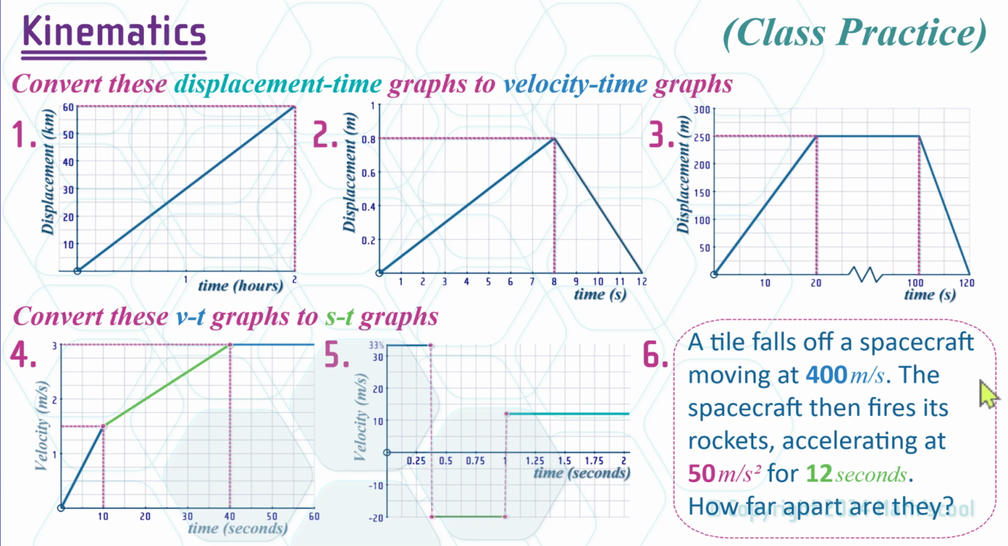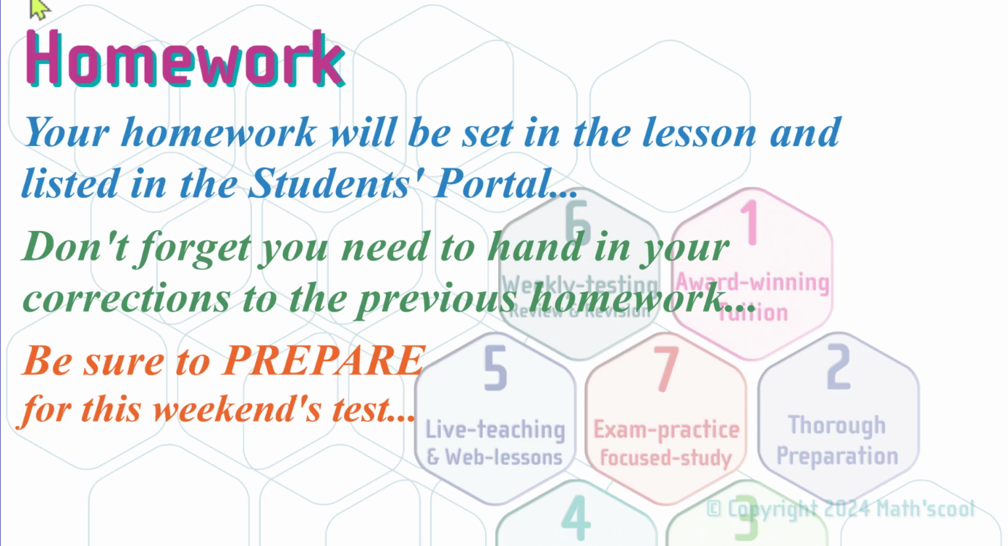And then we've got an actual question at the end. A tile falls off a spacecraft which is moving at 400 meters per second. Oh, that's fast. So it's going at 400 meters per second and the tile just drifts off of it. The spacecraft doesn't even notice and he fires his rockets, accelerating at 50 meters per second squared for 12 seconds. How far apart are they at the end of the 12 seconds? Okay, so that's your final question.